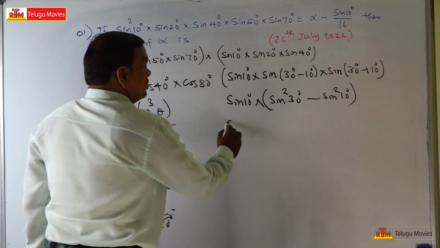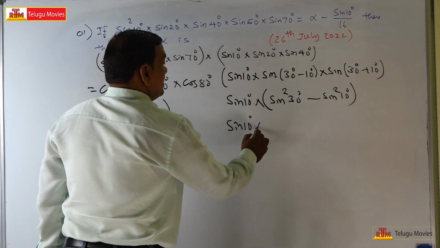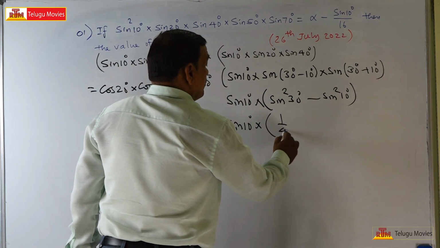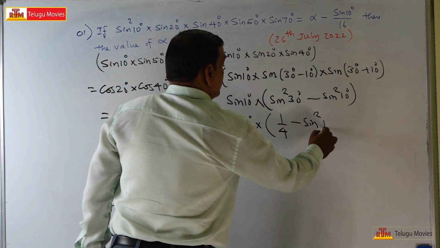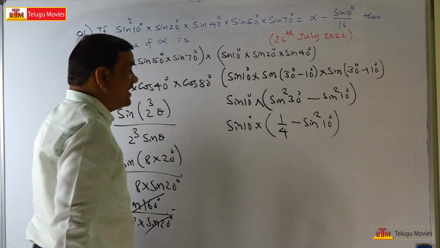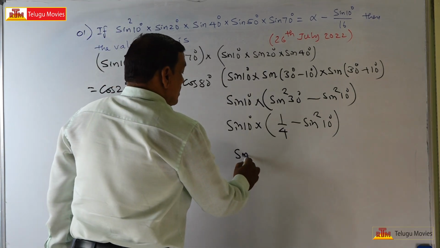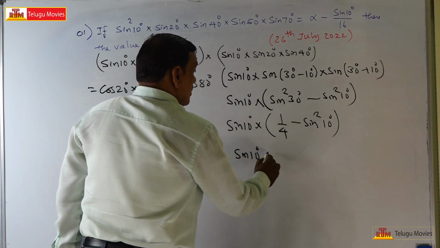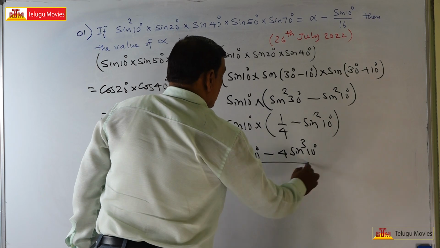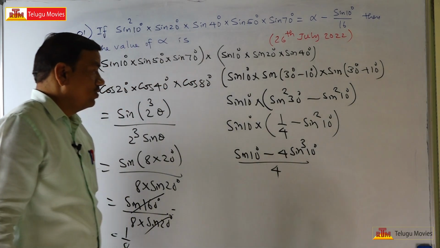So this is equal to sin10° times sin²30° minus sin²10°, where sin30° is 1/2. So this is 1/4 sin²10°... Okay, now. You multiply sin10 inside, so it will be (sin10° − 4 sin³10°)/4. Okay, now.